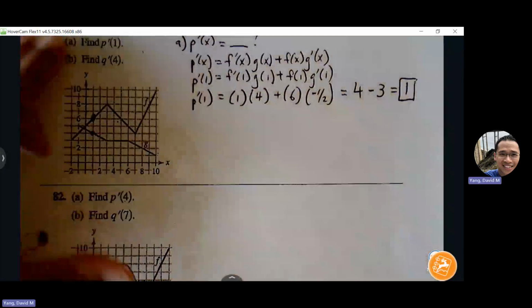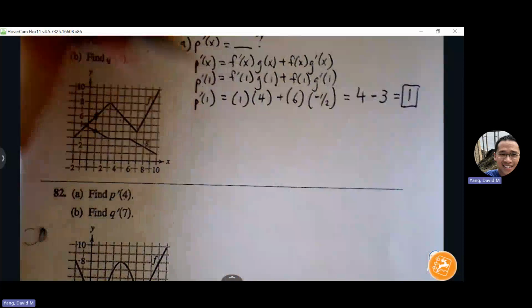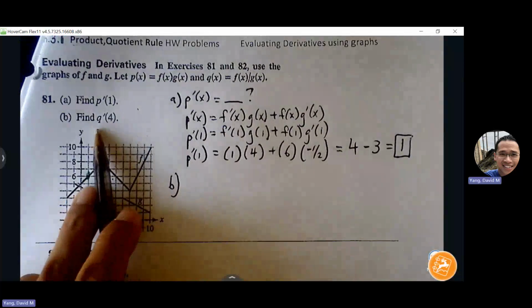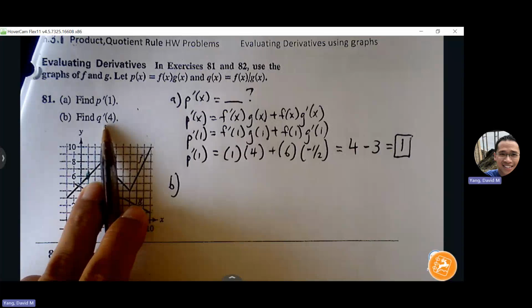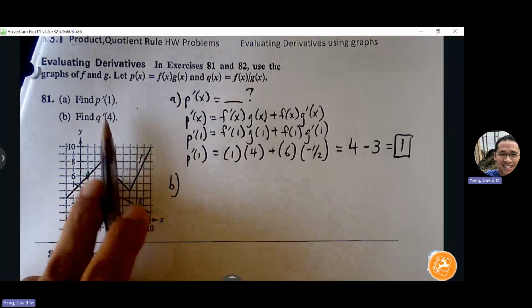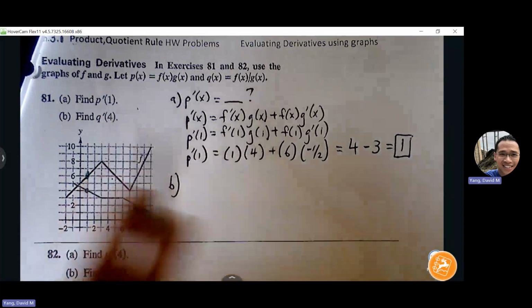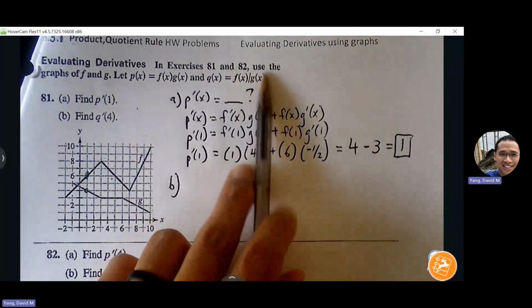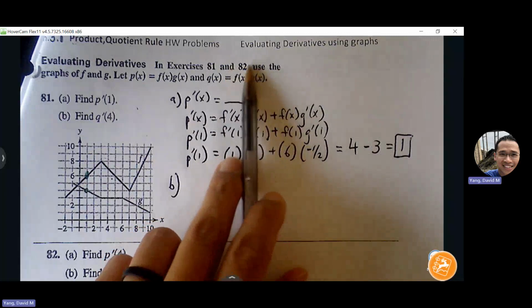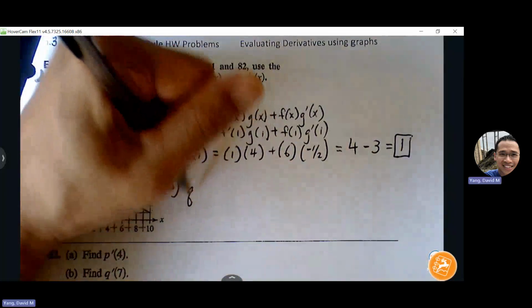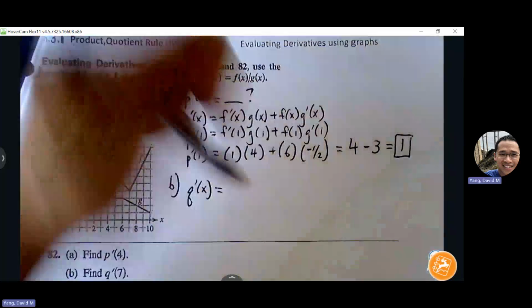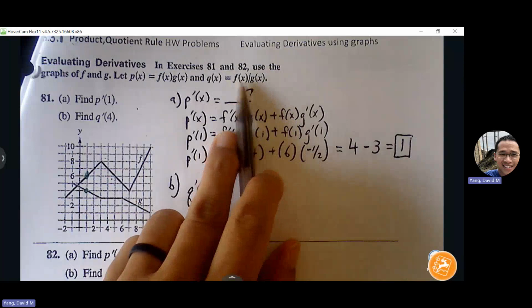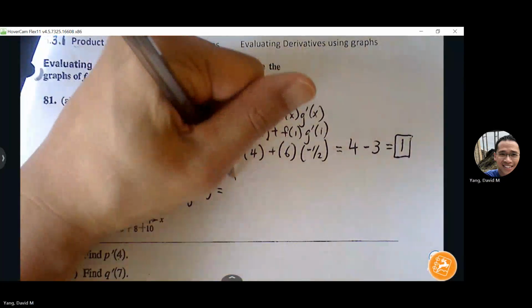Okay, let's see if we can just get started with part B here. Part B says find Q prime of 4, but before we can find Q prime of 4, we first have to find what? Q prime of X. Now look at how Q of X is defined. F of X divided by G of X. Guess what rule we have to go through there? Quotient rule. Yeah. So the nice thing is they're defining it in how we normally define it. Top is the F, bottom is the G.